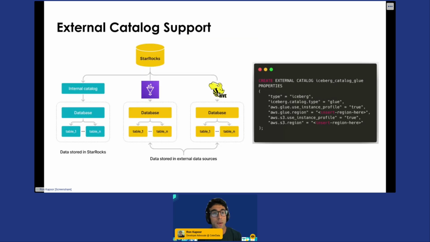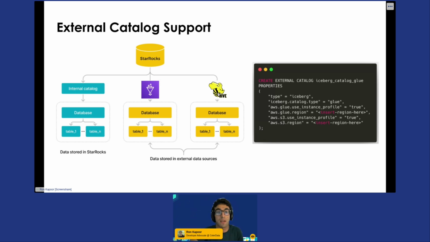Some other features that we have, with external catalog support. A lot of financial institutions usually have reference data managed somewhere, sitting somewhere static. This allows you to query your data in place without any additional ETL. So your data can live separately on, say, Iceberg.